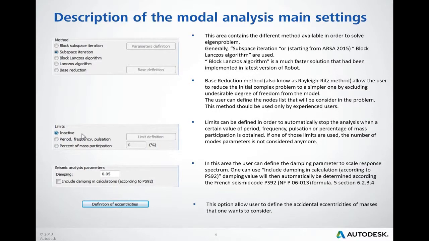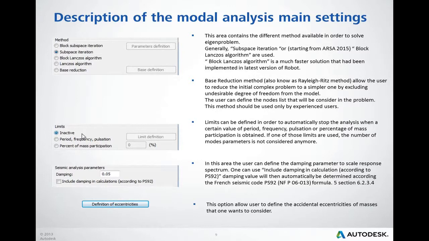There are a few modal calculation algorithms. Commonly used is block subspace or subspace iterations. The block Lanczos algorithm is a much faster solution that has been implemented in the latest version of Robot. Limits can be defined in order to automatically stop the analysis when a certain value of period, frequency, pulsation or percentage of mass participation is obtained. If one of these limits is used, the number of modes parameter is not considered anymore.